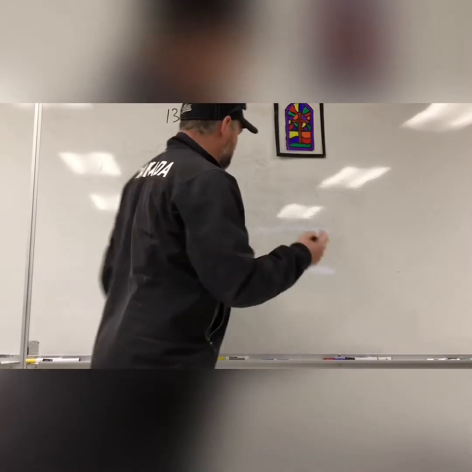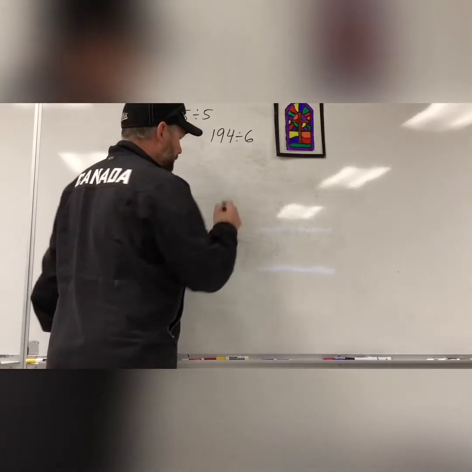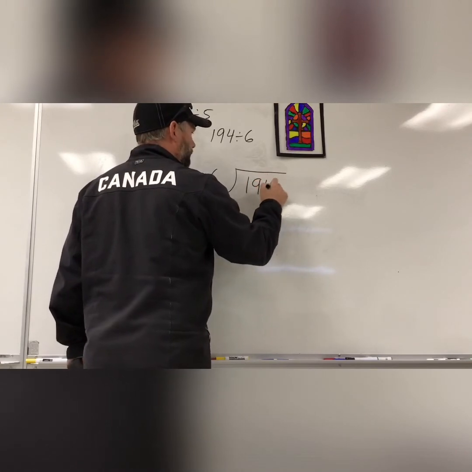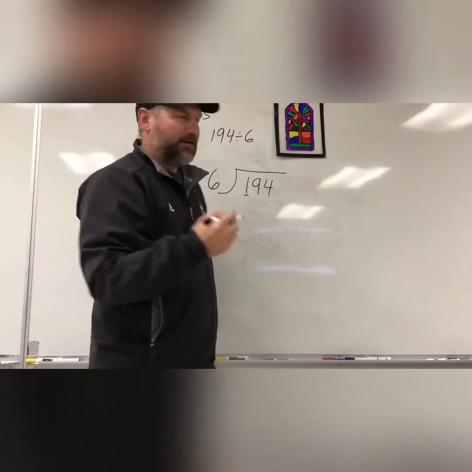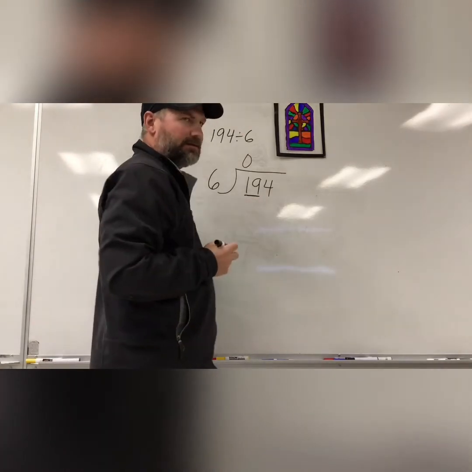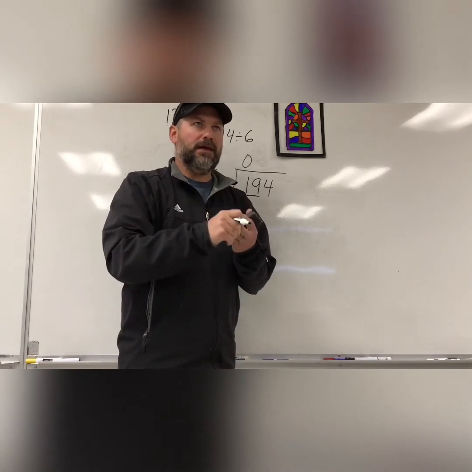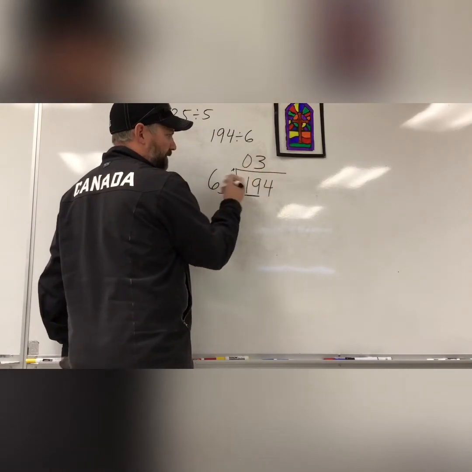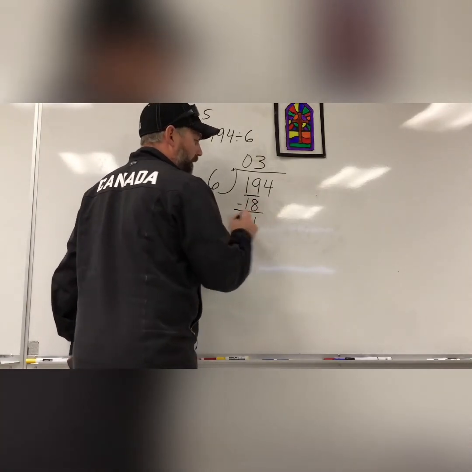Let's try another one. Let's try doing 194 divided by 6. Okay? So if I have 6, how many times does it go into 194? Okay? So again, we start here with the 1. Can 6 go into 1? It cannot. So I'll put the 0 up there. So then we look over here. Now I have 19. How many 6s are there in 19? Well, 6, 12, 18. So there's 3 of them. 3 6s. 3 times 6 is 18. So now I'm going to subtract them, and I'm left with 1.